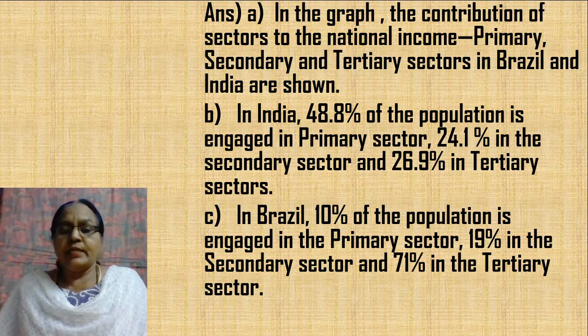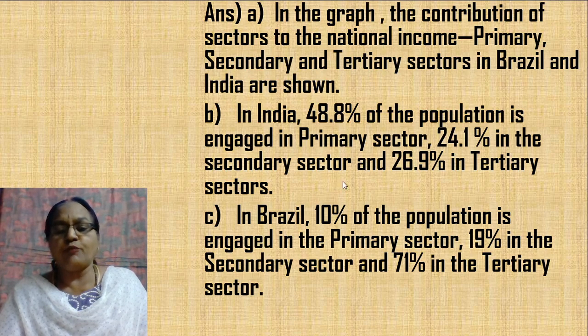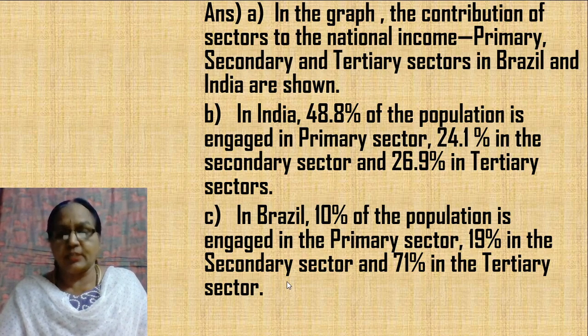In India, we find 48.8% of the population is engaged in the primary sector, 24.1% in the secondary sector and 26.9% in the tertiary sector. What about Brazil? In Brazil, you find only 10%. See, compare India with Brazil. So this is India, 48.8% of the population. But in Brazil, you find only 10% of the population is engaged in the primary sector, 19% in the secondary sector and 71% in the tertiary sector. Compare that with India. In India, 26.9% of the population is engaged in the tertiary sector. But in Brazil, 71% of the population is engaged in the tertiary sector.